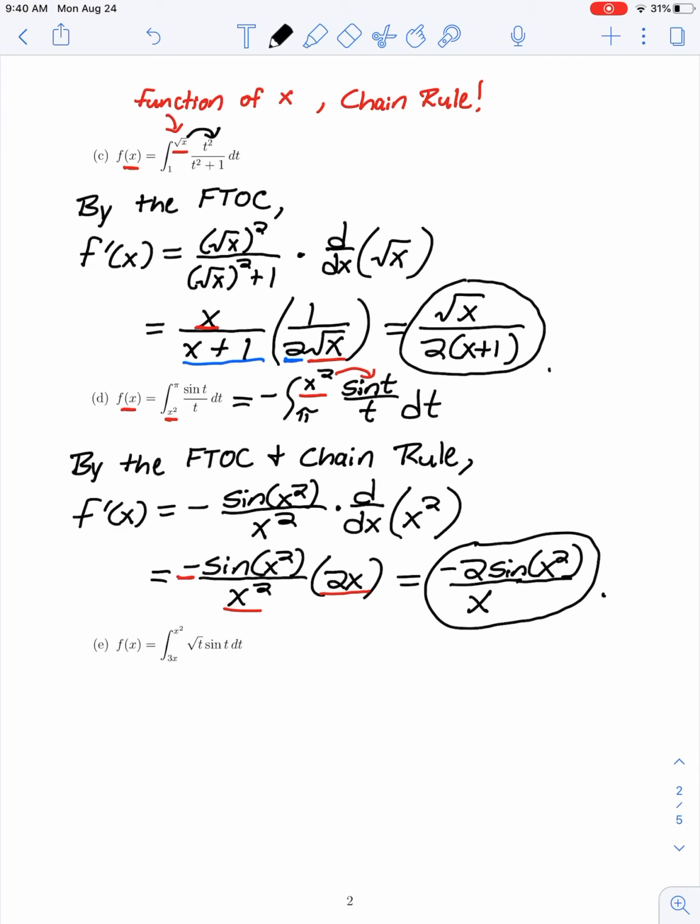So in part D, we're combining a couple of the techniques that we had seen in earlier examples where we may need to switch the limits of integration to get the variable as the upper limit, or if our upper limit of integration is a function, we would also have to use the chain rule. So let's look at another example to illustrate another method for finding the derivative of these sort of functions. So in part E, we have f of x is the integral from 3x to x squared of square root t times sine of t with respect to t.